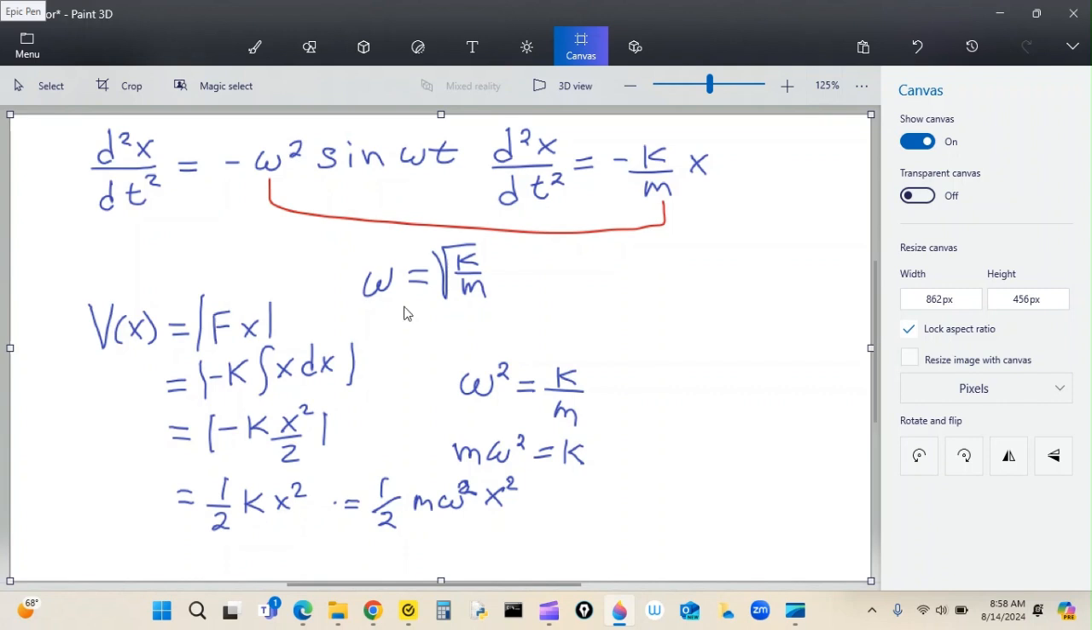But remember what we have up here that says that omega squared equals k over m. So if I transpose this around, that's going to be k equals m omega squared. Now I'm going to plug that in. Now, what do I want to do that for? Well, I'll tell you what.